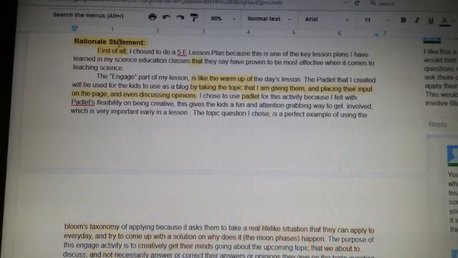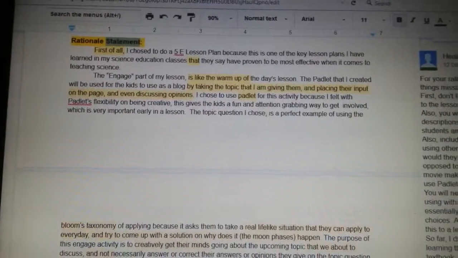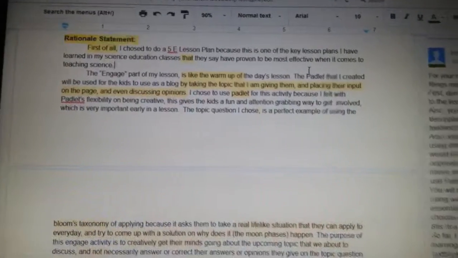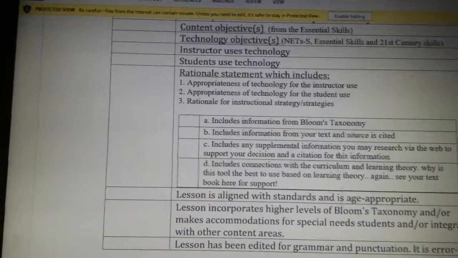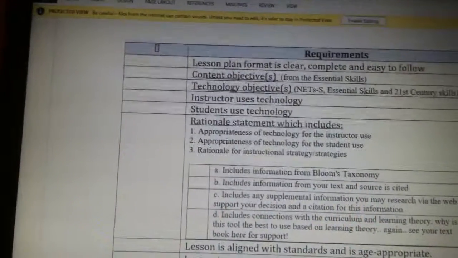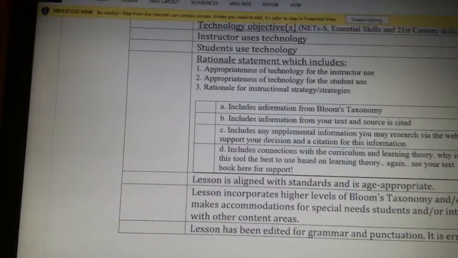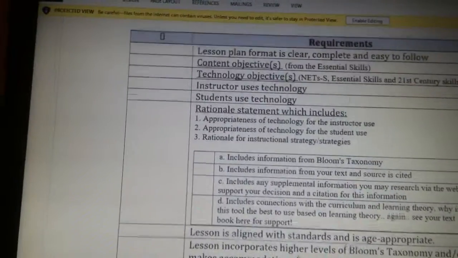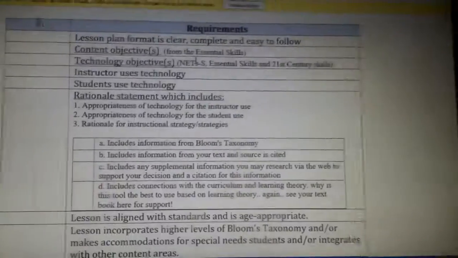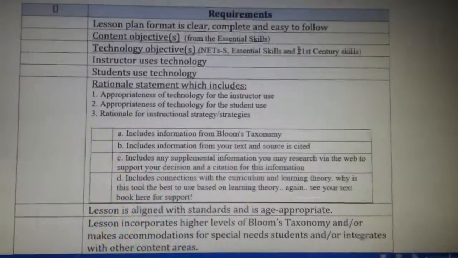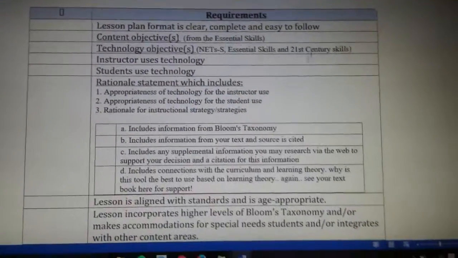Let's see, so for your rationale statement, I left a couple of relatively long comments on the side here. So if we look back at the lesson plan requirements chart, I made comments regarding the lesson standards, which would be the essential skills, the NETS, the 21st century skills that will need to be mentioned in your rationale.